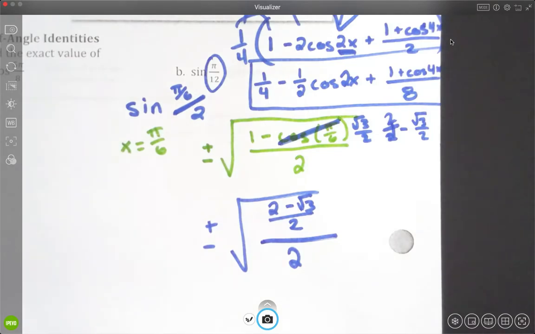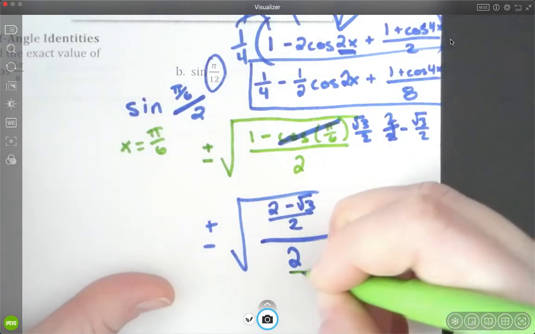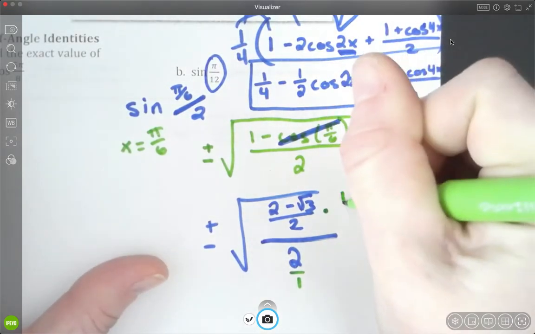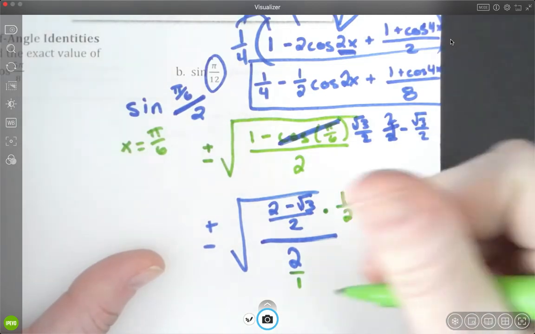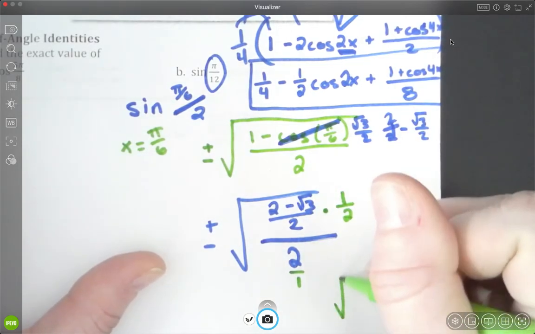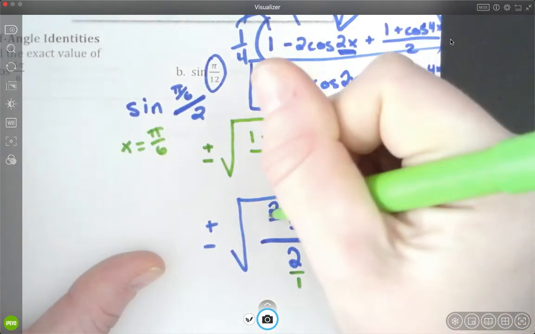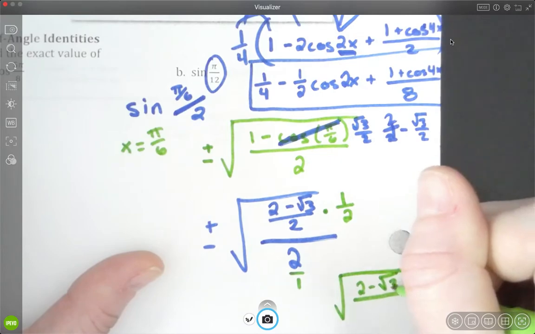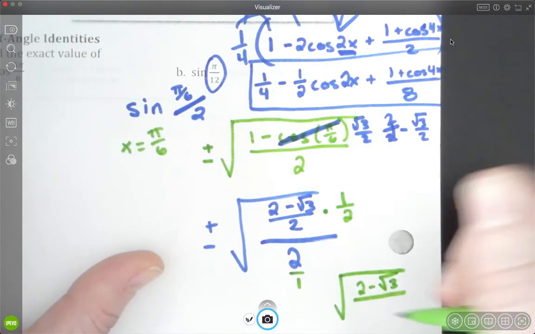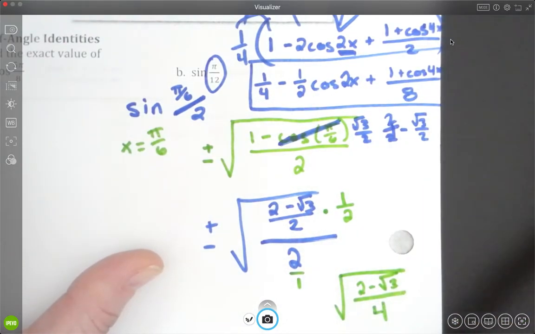The bottom 2 is 2 over 1, and I'm going to multiply it by 1/2. So this entire thing is going to be the square root of 2 minus the square root of 3, times 1, which stays 2 minus the square root of 3, all over 4.